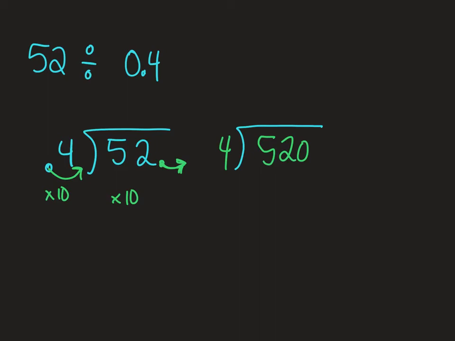Now I'm just ready to divide 4 into 520. That goes once, that goes 3 times, and that goes 0 times. 520 divided by 4 is 130. 130, not 13, but 130.